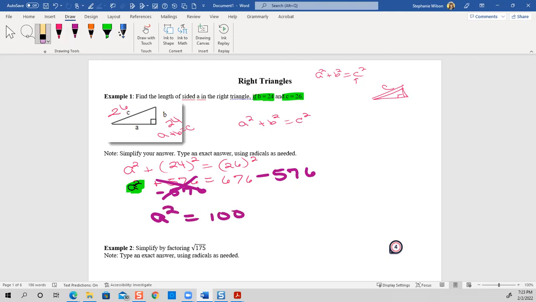Let me change my color right here, this pen. So a squared is equal to 100. However, this tells me what a squared is. We want to know what a is. We're asked for what is a. So to undo the square, we must take the square root.